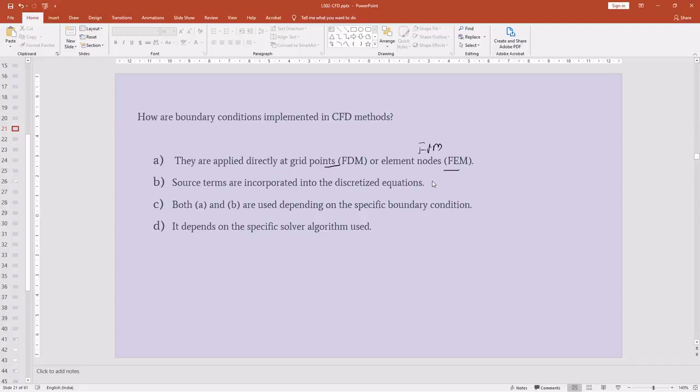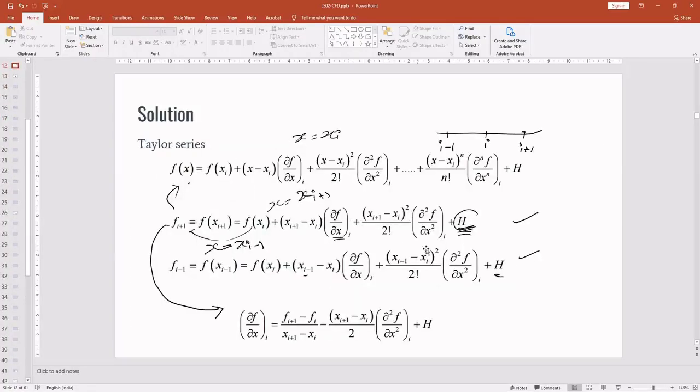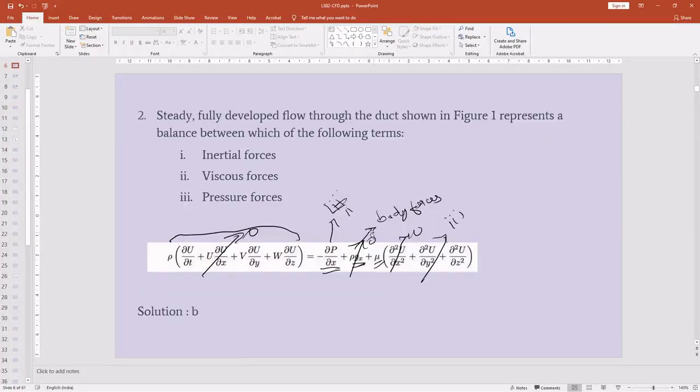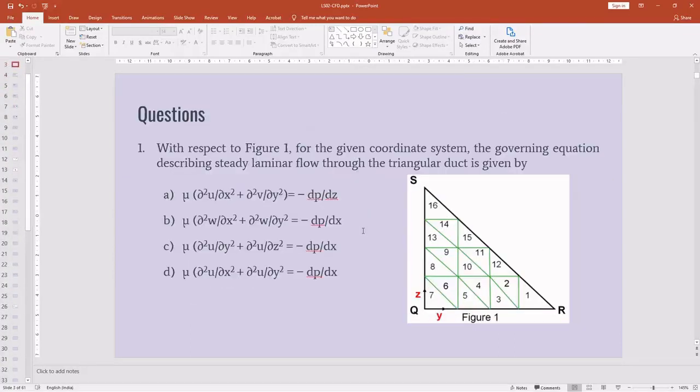I hope you know what source terms are. If not, source terms are the terms in the equations which are the driving potential, the driving term. So in our equation, if you see, this is the driving potential. That is, the pressure gradient becomes the driving potential. This is the source term actually.